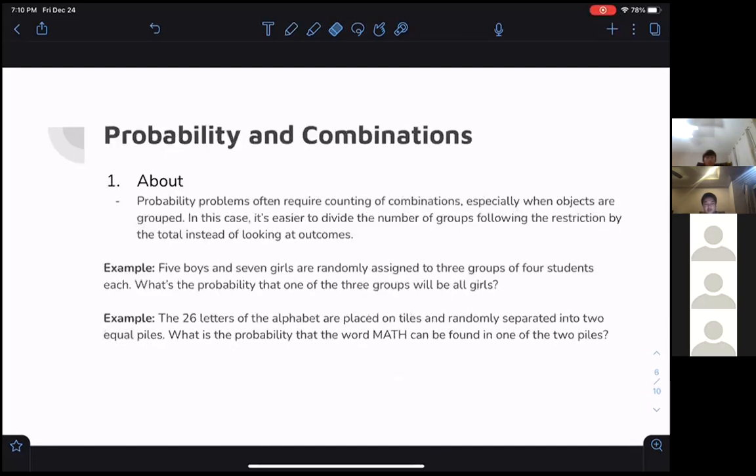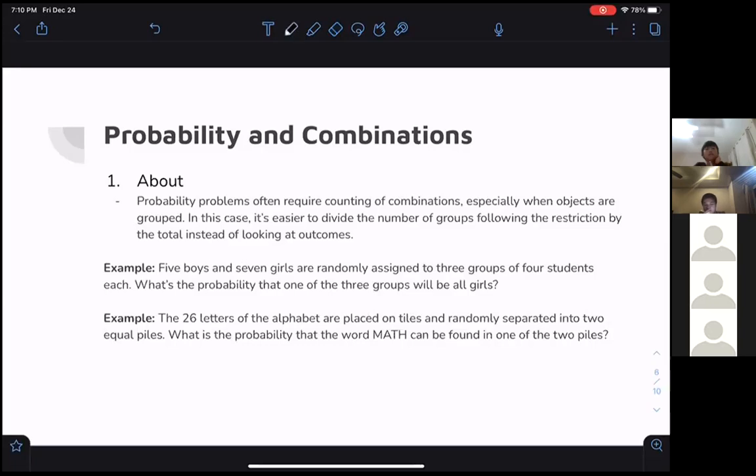All right, so these problems might be some of the more difficult ones in today's class. Actually, I'll have you guys first do the second one. 26 letters of the alphabet are placed on tiles and randomly separated into 2 equal piles. What's the probability that the word math can be found in one of the 2 piles?